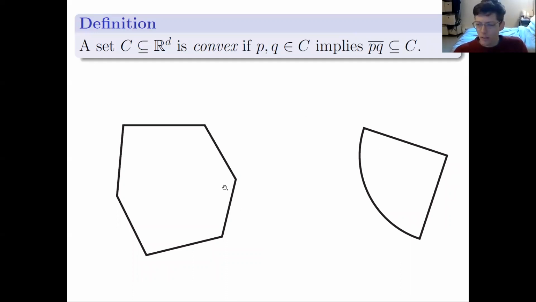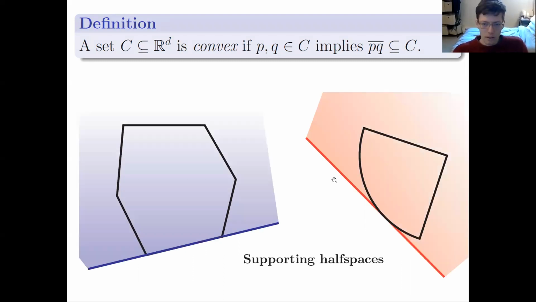So here's a couple convex sets in R2. One is this kind of skewed hexagon thing. One is a quarter of a circle, or a quarter of a disk, I guess I should say. And convex sets have some important features. We don't need to know too much about them for this talk, except a couple things I will use.